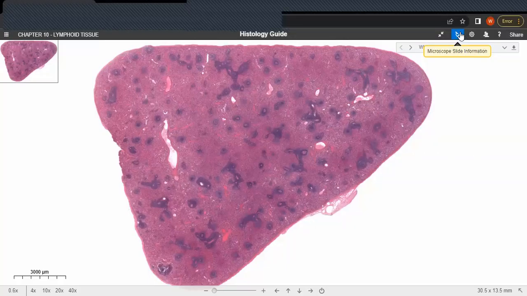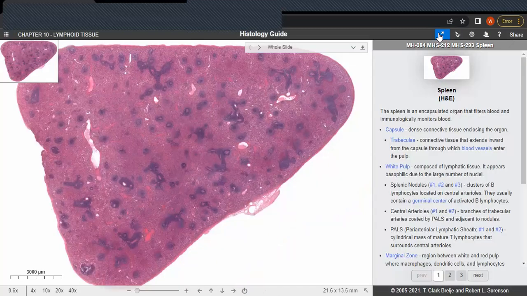Welcome. In today's session, we'll be looking at the histological organization of the spleen. The spleen is the largest lymphoid organ. It is encapsulated. It filters blood and immunologically monitors blood. So that is one function.